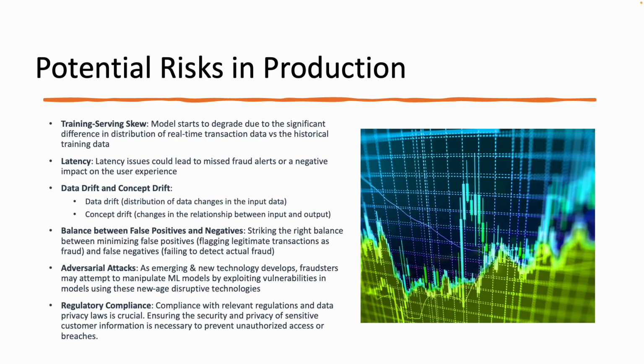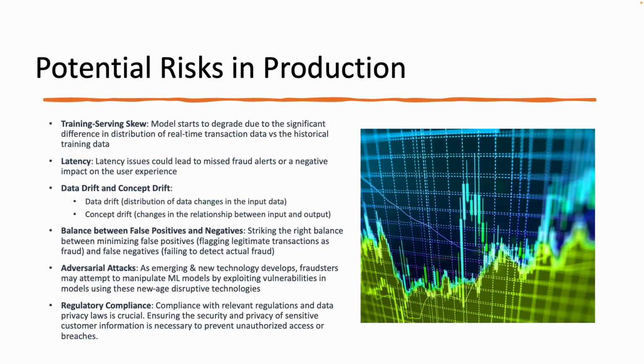And lastly, let's look into the potential risks of the models which are in production. The first one is going to be the training serving skew. This is where we're talking about the model degradation due to significant difference in the distribution of real-time transaction data versus the historical training data. Latency can lead to missed fraud alerts or negative impacts to the user experience. So we definitely need a system with a very low latency here.